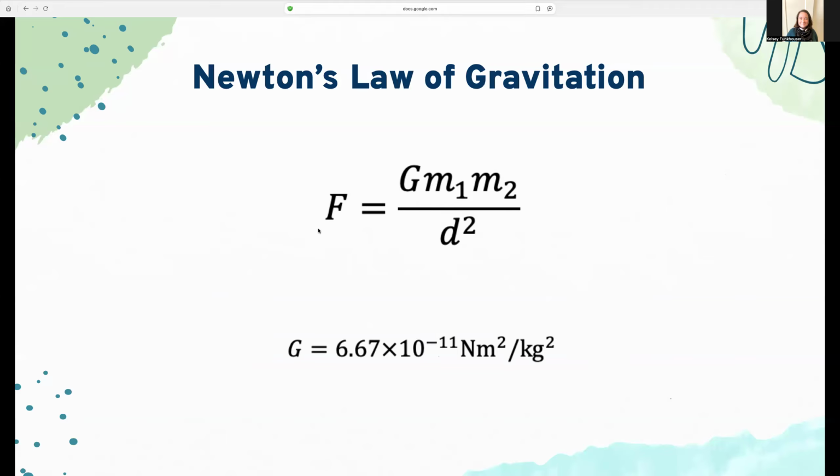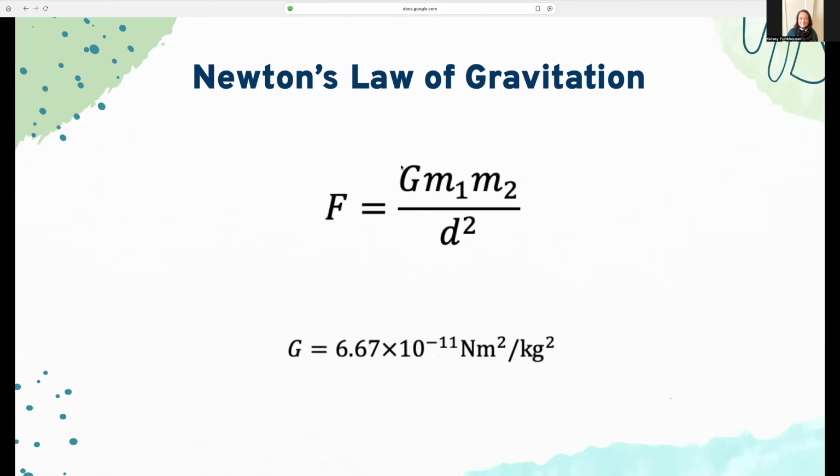So F for force, we're familiar with that. Ignore this G for a second, and then it's just mass of object one, mass of object two divided by the distance between them squared. Okay, all we did was simplify. Instead of writing out the words, we gave them labels.